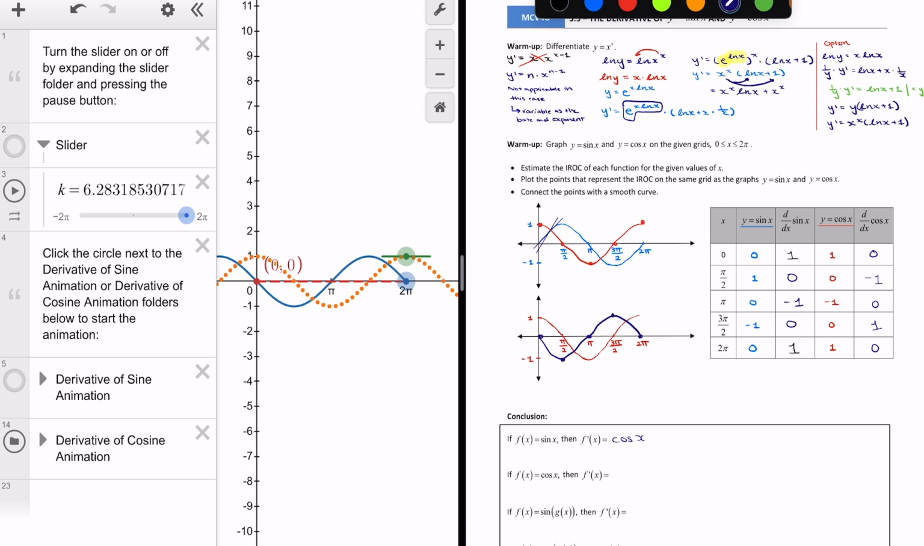So again, we wanted to see if f of x was equal to cos x, whether f prime of x was equal to sine x, because we saw that if f of x is equal to sine x, then f prime of x is equal to cos x. However, if we compare these values of sine x and the derivative of cos x, we see that the zeros are the same, but the maximums and minimums are flipped, which means that if f of x is equal to cos x, then f prime of x is actually equal to negative sine x.